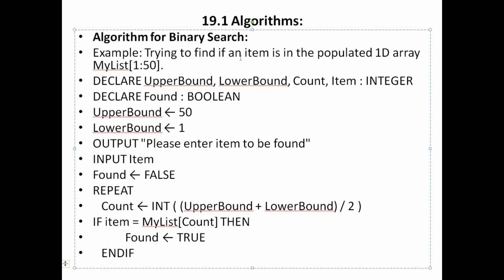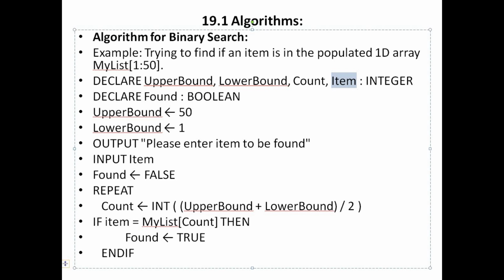Now these are the variables that you'll need to declare. You need to declare upper bound, lower bound, count, and item as integer. Why am I declaring item as integer? Because this is a list of numbers. Assuming otherwise, I would have made item or search term a string.